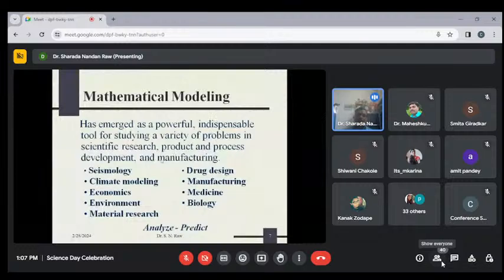So mathematical modeling occurs in seismology, drug design, climate modeling, manufacturing, economics, medicine, environment, biology, material science, along with mathematical physics. So first we analyze, then predict. It has emerged as a powerful investigative tool for studying a variety of problems, scientific research, and product and process development and manufacture.